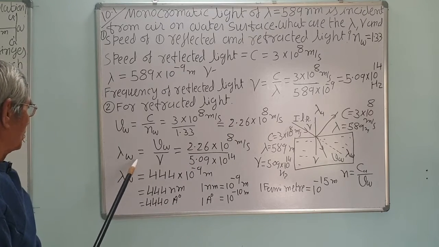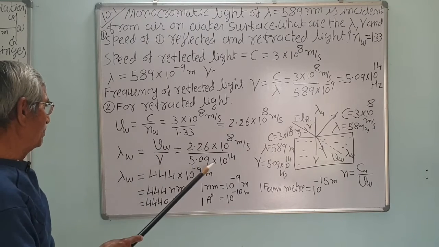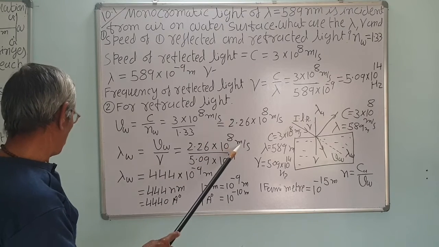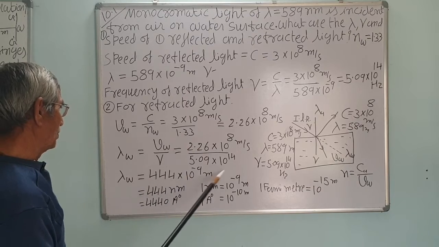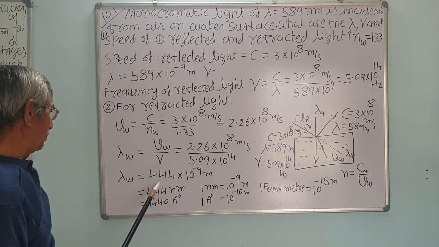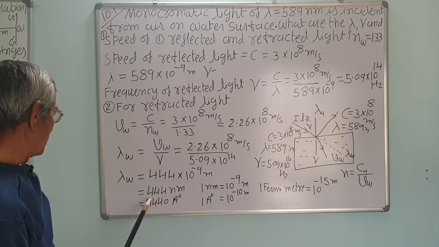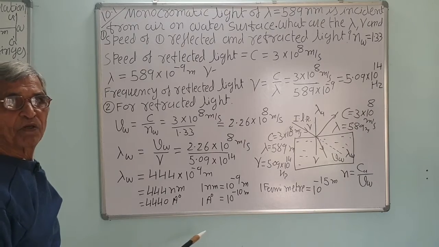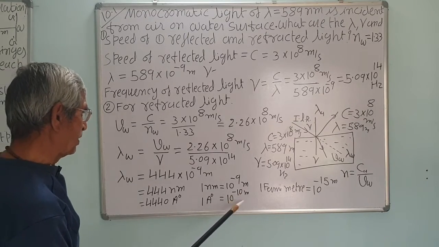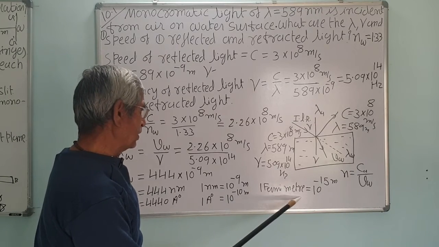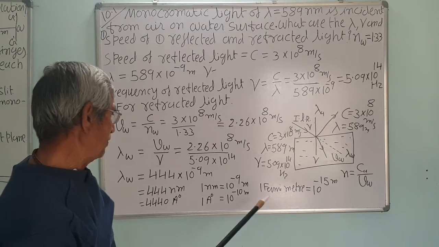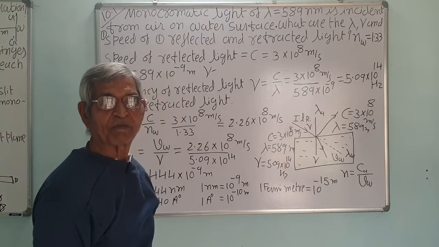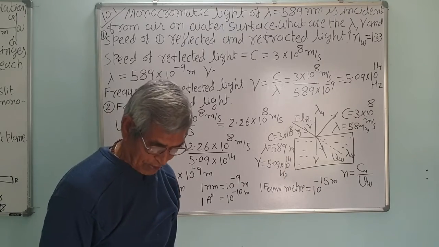Now lambda in water is equal to velocity in water upon nu. Frequency is the same, always. Velocity we have calculated 2.26 into 10 raised to 8 meter per second. So lambda_w comes about 444 into 10 raised to minus 9 meter, or you can write 444 nanometer, or 4440 Angstrom unit. 1 Angstrom unit is 10 raised to minus 10 meter. Or Fermi meter, that we use in nuclear physics, the atomic chapter, physics of the atom, we will see it. Remember, Fermi meter is 10 raised to minus 15 meter, which is the size of the nucleus, or a proton or neutron has a radius like this.